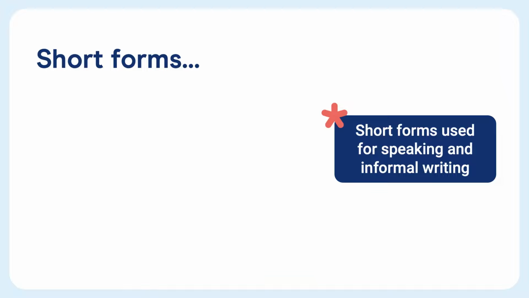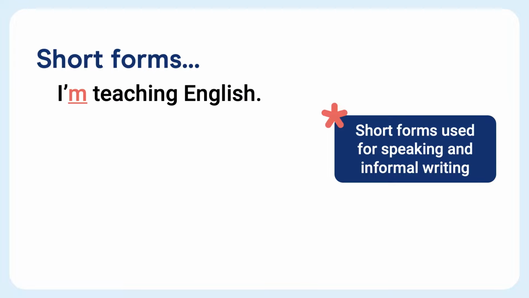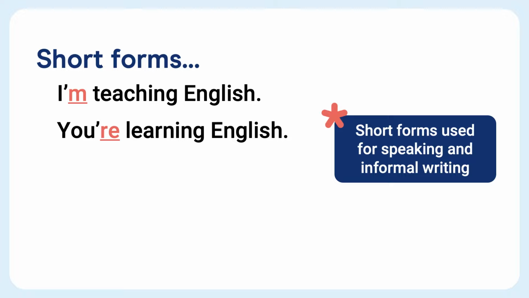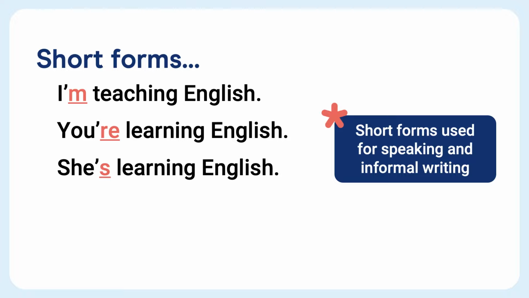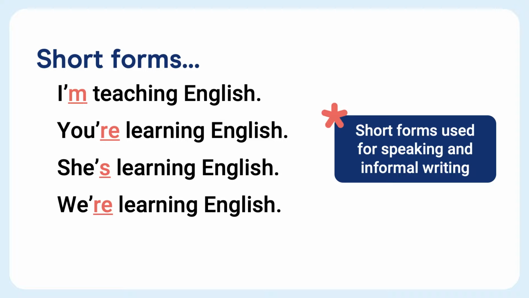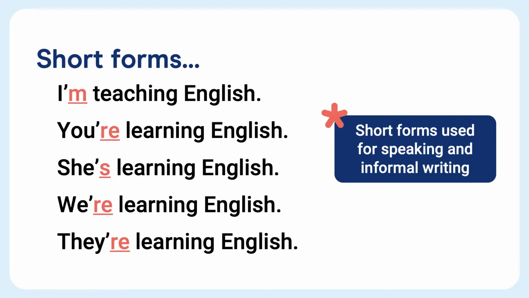Now, when we're speaking or writing text messages or even emails to friends, we often use short forms. So we don't say I am teaching English, we say I'm. We don't say you are learning English, we say you're. We don't say she is learning English, we say she's. We don't say we are learning English, we say we're. And we don't say they are learning English, we say they're. So we use those shortened verbs when we're speaking and if we're writing an email or a text message to somebody that we know, okay?